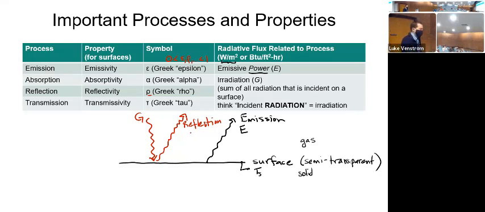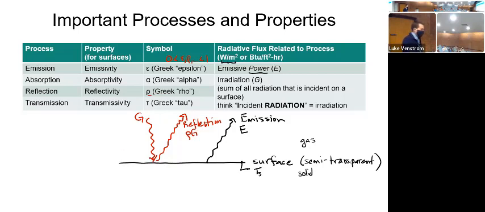The amount that's reflected is given by rho times G. Think of the reflectivity as almost like a fraction. It's like the fraction of the radiation that gets turned around and sent back in the other direction. That's one possible thing that can happen to the radiation.